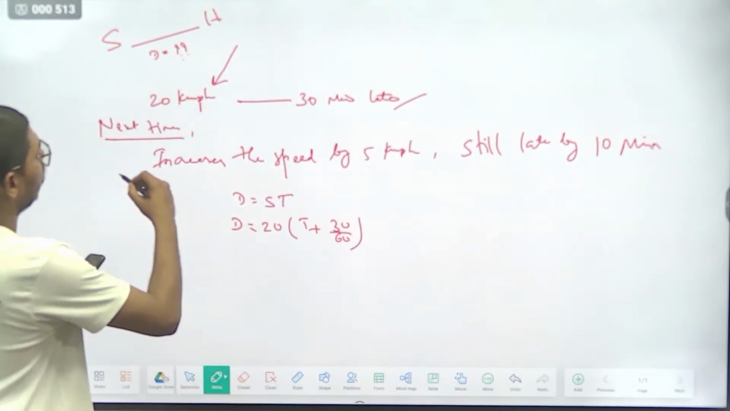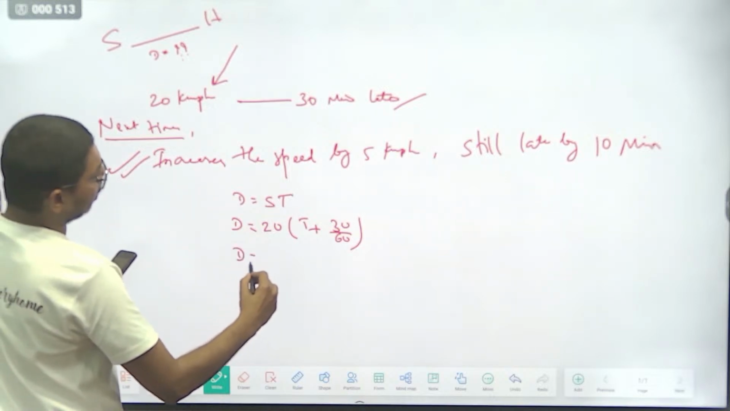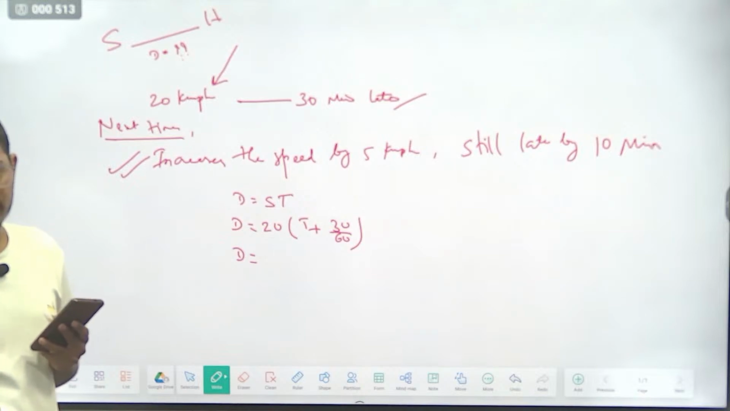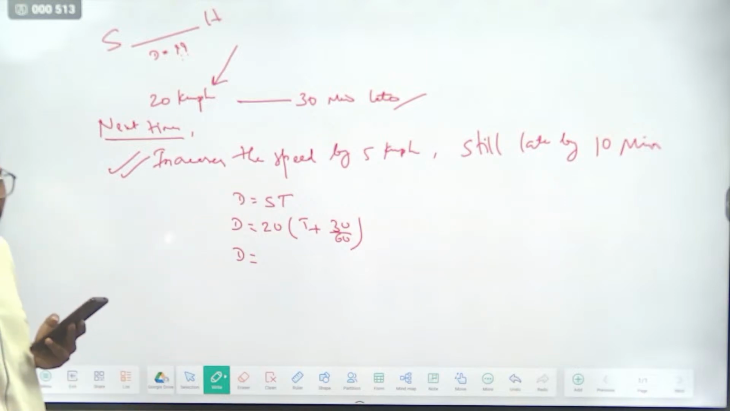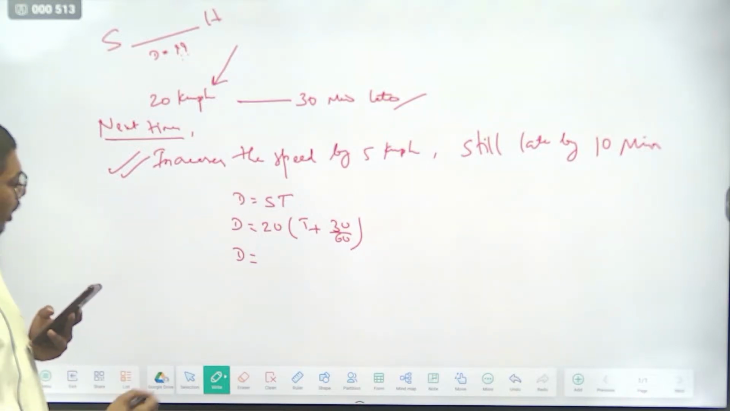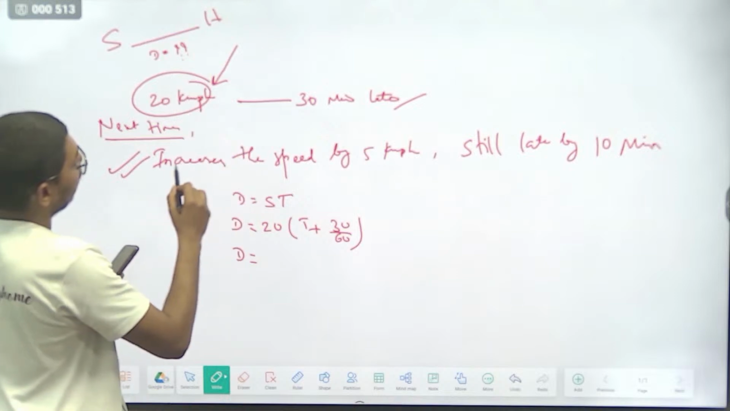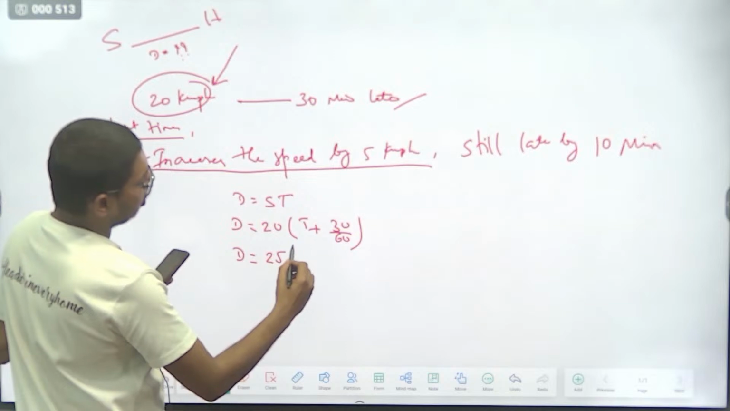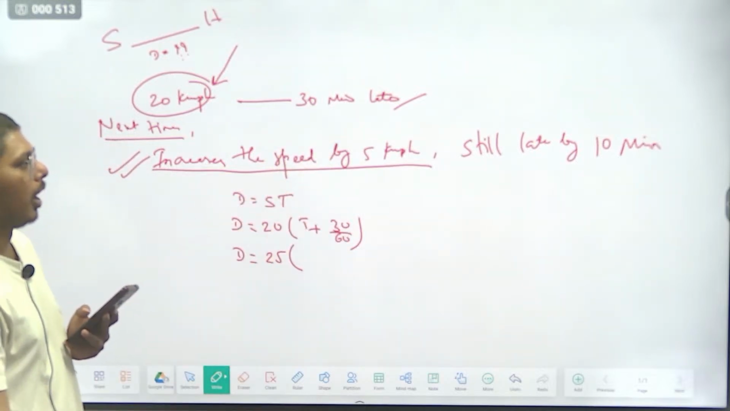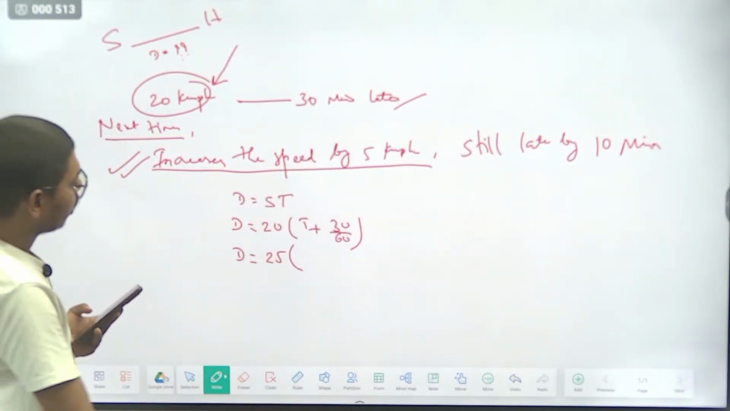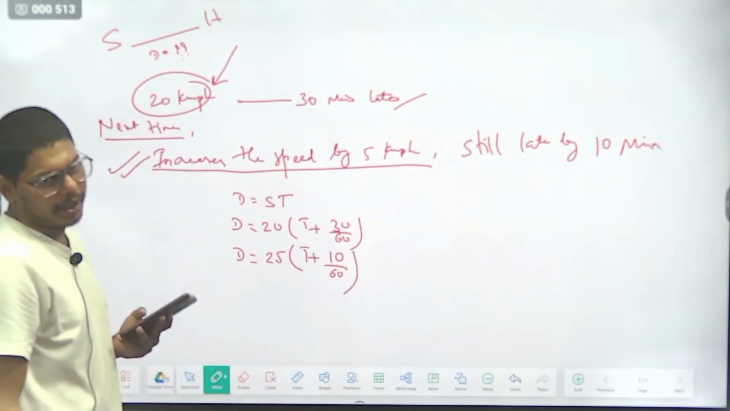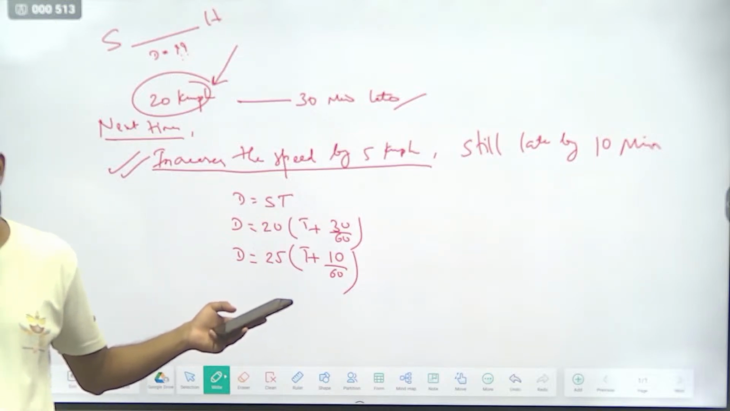Right. Now over here next time he increases the speed by 5 kmph. So what is his speed? 25, right? So what is his speed next time when he is traveling? 25, right? 20 he was there, he has increased the speed by 5 kilometers, so the speed becomes 25, but still he is late by 10 minutes, okay? So it is t plus 10 by 60, right? Why are we writing 10 by 60, 30 by 60? I hope it is clear with all of you.